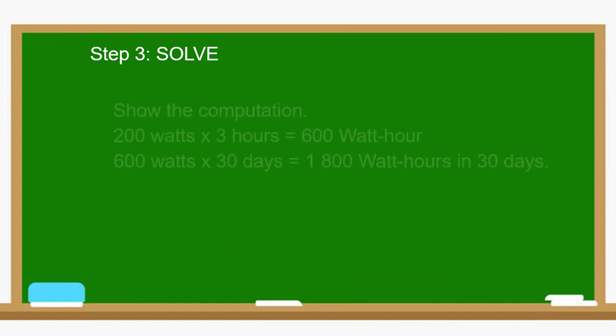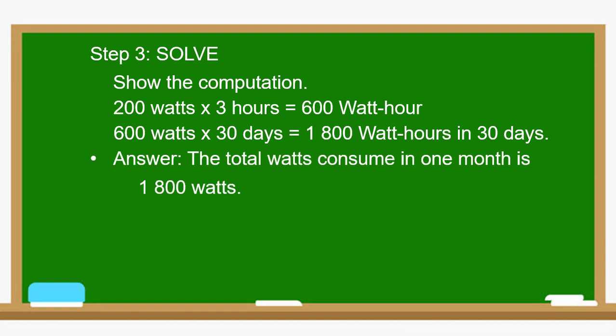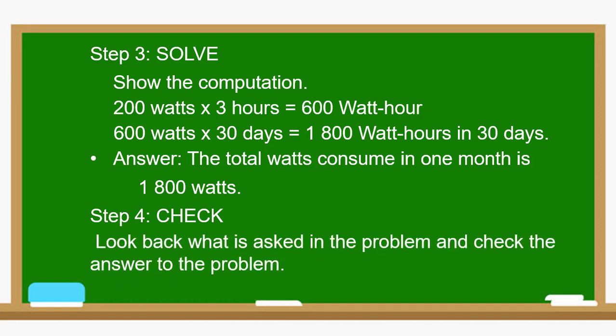Step 3, you solve. Show the computation. 200 watts times 3 hours equals 600 watt hours. 600 watts times 30 days equals 1,800 watt hours in 30 days. Answer: the total watts consumed in 1 month is 1,800 watts. And step 4, check. Look back at what is asked in the problem and check the answer to the problem.